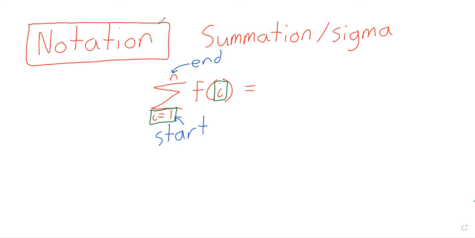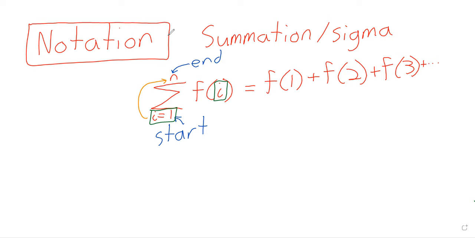We're going to start down here. I equals 1, and we're going to replace I with 1. Then we're going to replace I with 2. Then we're going to replace I with 3. And as we make all of these replacements, we're counting up from 1 to n. And when we get to n, when we replace I with n, we stop.